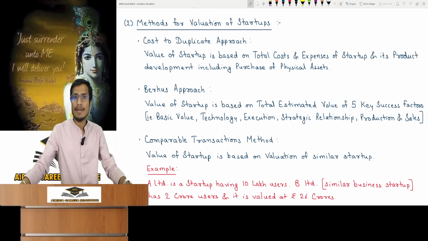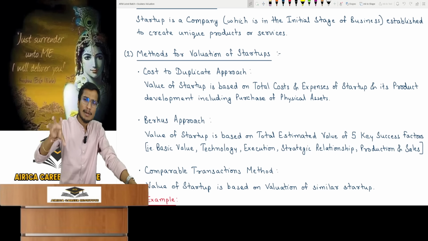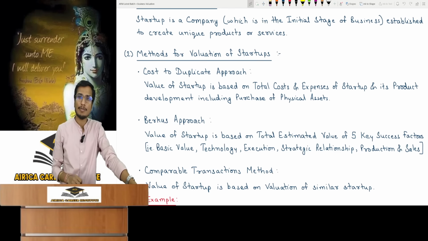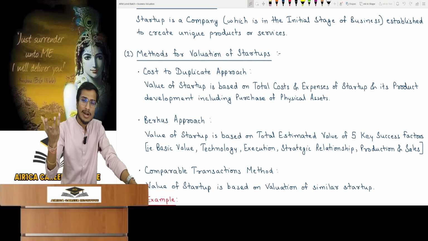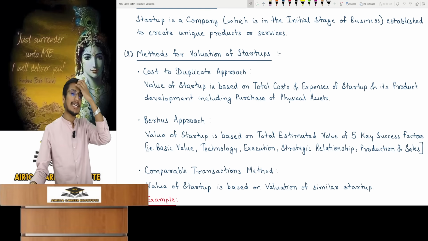Now let's discuss the first extra model, cost to duplicate. What does this method say for us? It explains the cost that you will incur to set up the startup. All those initial costs incurred. What expenses will be incurred for product development in the startup? Expenses for initial physical assets purchased in the startup along with other incurred costs determine its value. This method is applied at the time of initial funding.